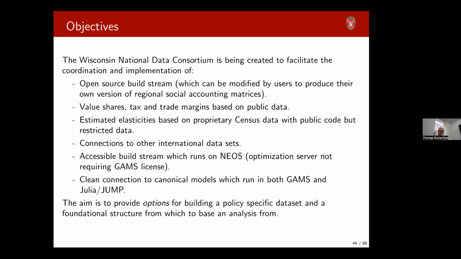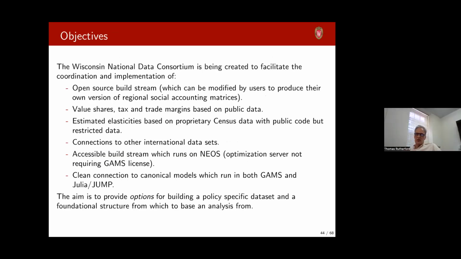Anyway, we're hoping we can come back to learning to run this stuff on NEOS. It's one of the things we worked hard on the first couple of years, and I'd like to get back to make sure that's possible. You can load GAMS on your machine, not have a license, solve it with NEOS, have a server that's done remotely, and it should work.